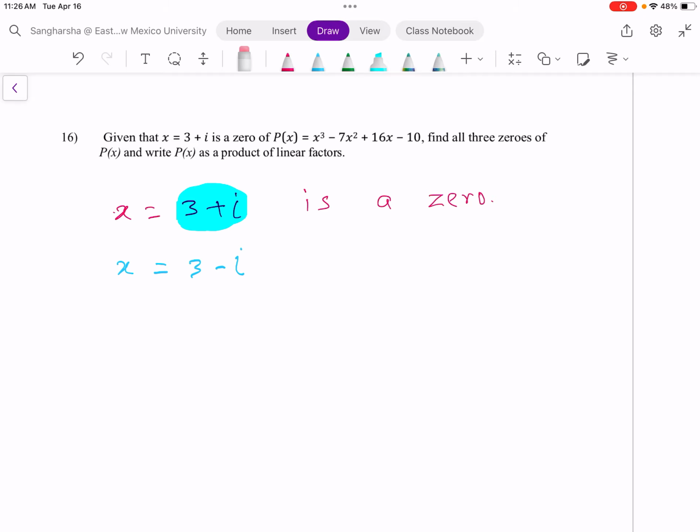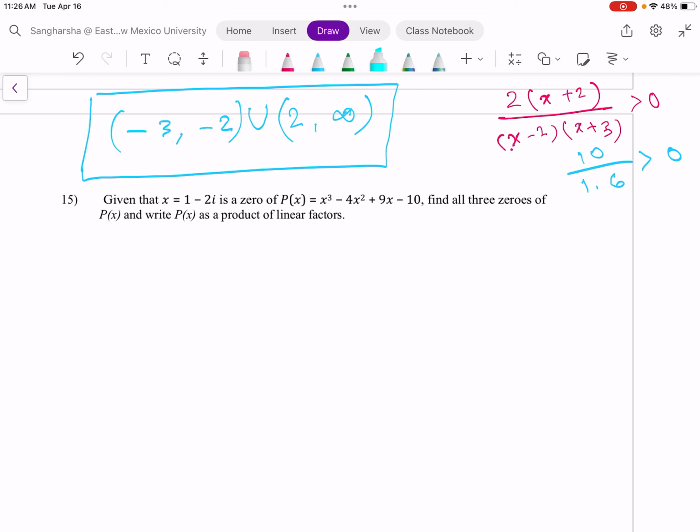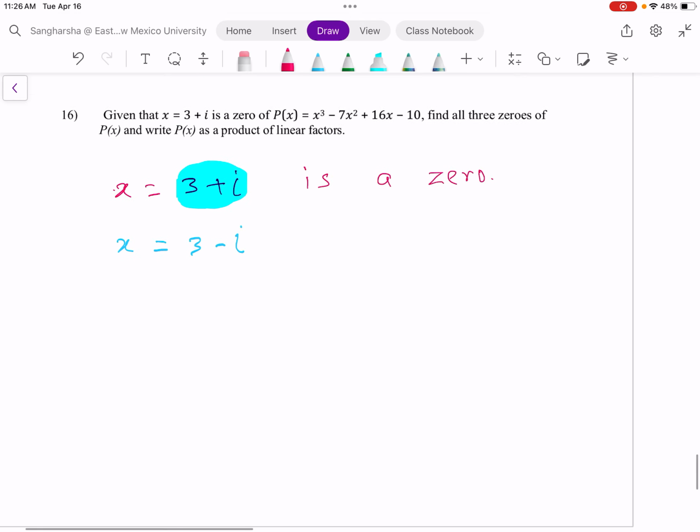Now if we go to number 15, we have 1 minus 2i as a complex zero, right? So x equals 1 minus 2i is a complex zero, and what will be its conjugate? What is the conjugate of 1 minus 2i? You flip the sign of the i term. The i term is negative, so you flip it, so 1 plus 2i, and this is also a complex zero. This is what I forgot to mention in the lecture class. So if you have a complex zero, its conjugate is also a zero for the same function.